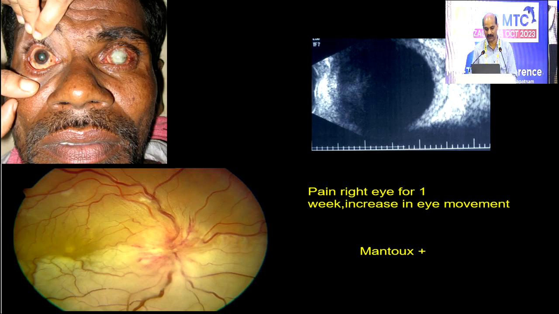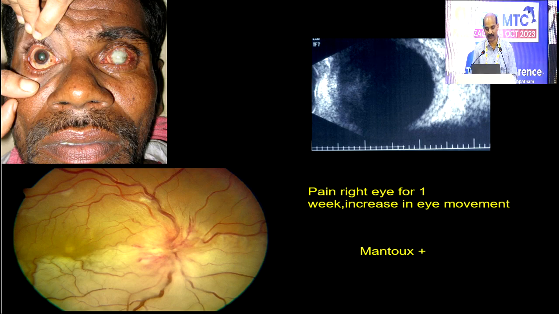ARN. So this is a case of viral, he had a viral fever initially, and then that led to acute retinal necrosis. This patient presented with pain in the right eye for one week, and pain has increased on eye movement. In the other eye, there was an injury in childhood.